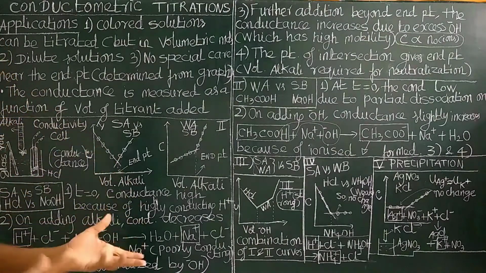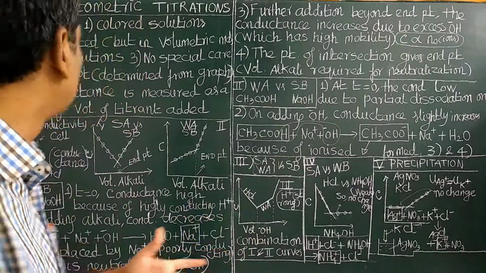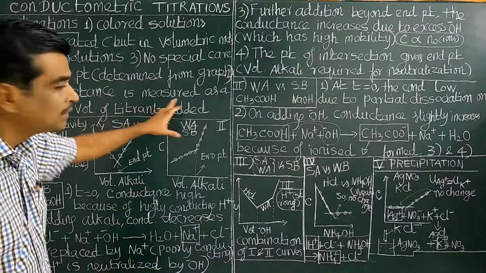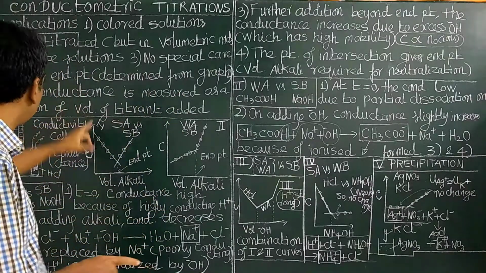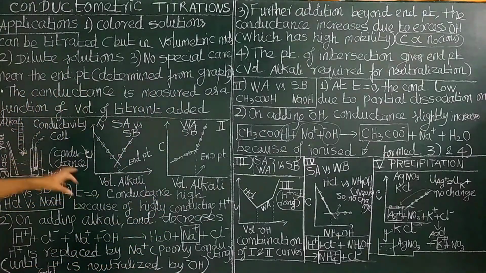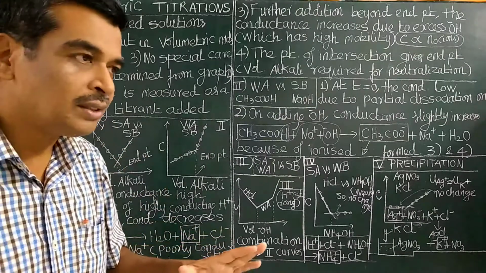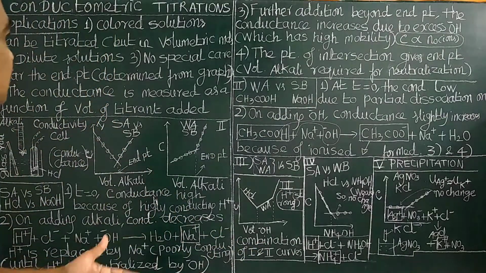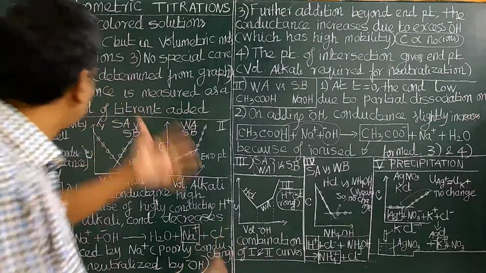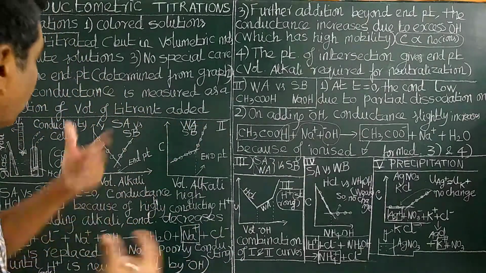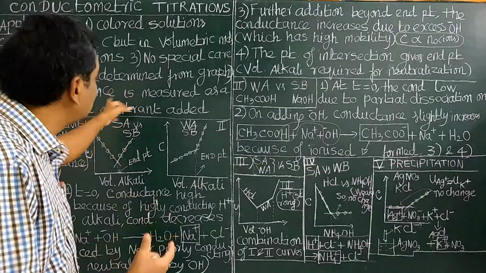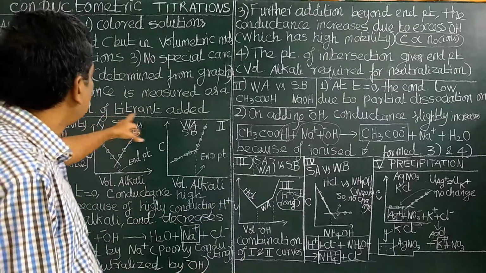Now, how do you define conductometric titration? Here, the conductance is measured as a function of volume of titrant added. The conductance is measured in conductometric titration as a function of volume of titrant added. In potentiometric titration, the potential is measured as a function of volume of titrant added.